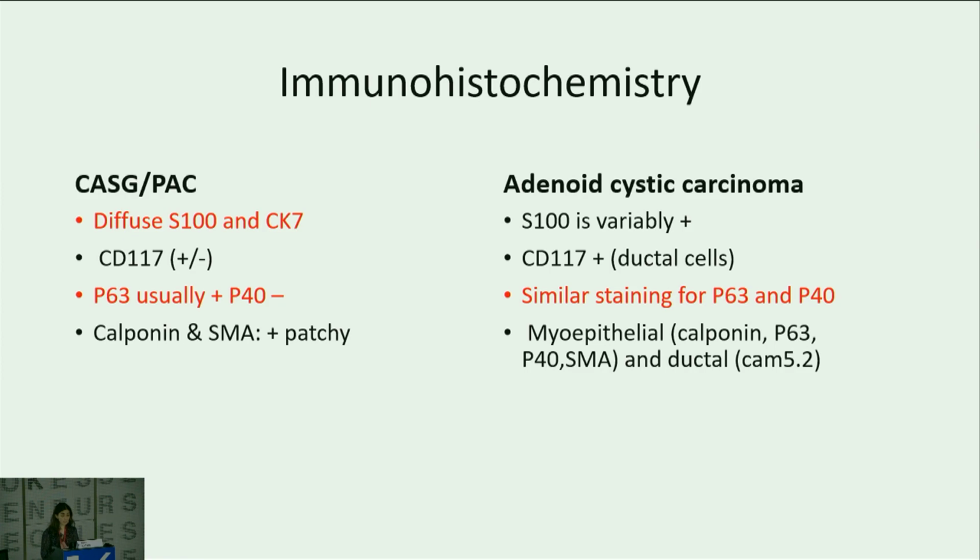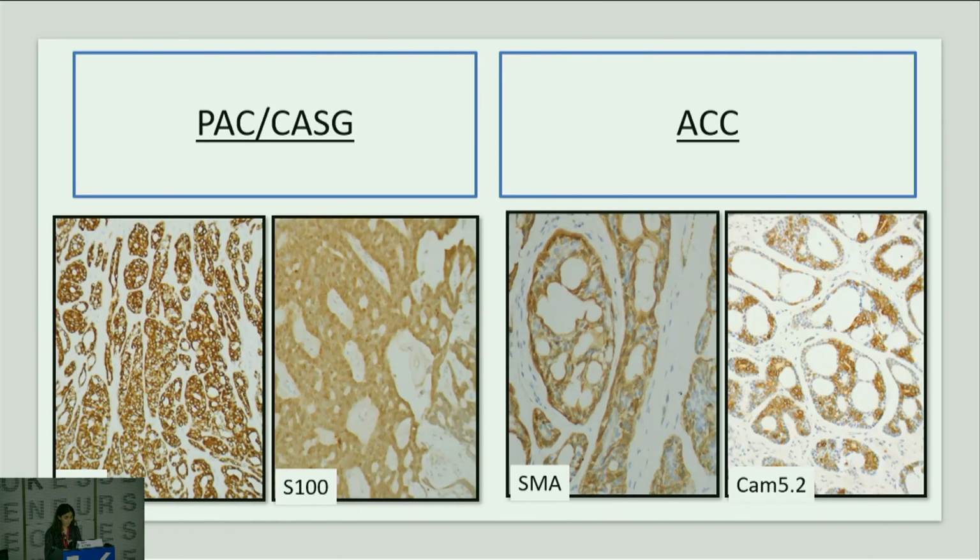Whereas in adenoid cystic carcinoma, the P63 and P40 usually show a similar staining pattern. And they usually highlight the myoepithelial cells, in addition to other markers like calponin and SMA, and help to highlight the biphasic pattern of adenoid cystic carcinoma. In cribriform adenocarcinoma and polymorphous adenocarcinoma, calponin and SMA are typically focal or patchy.